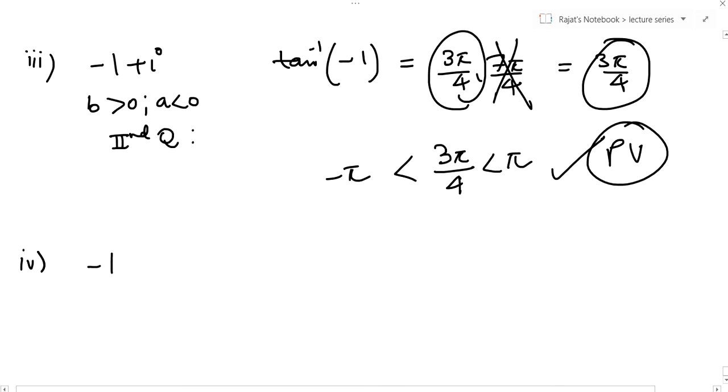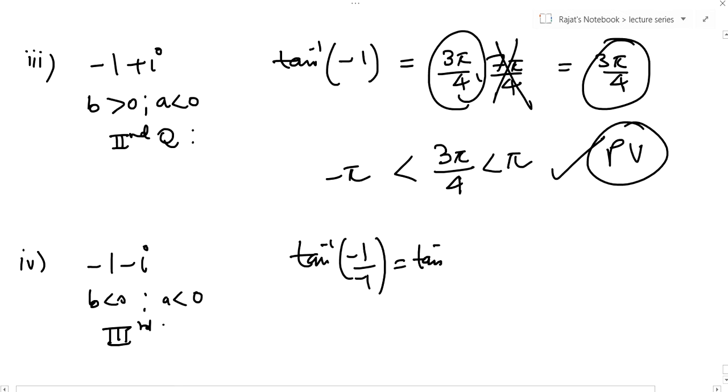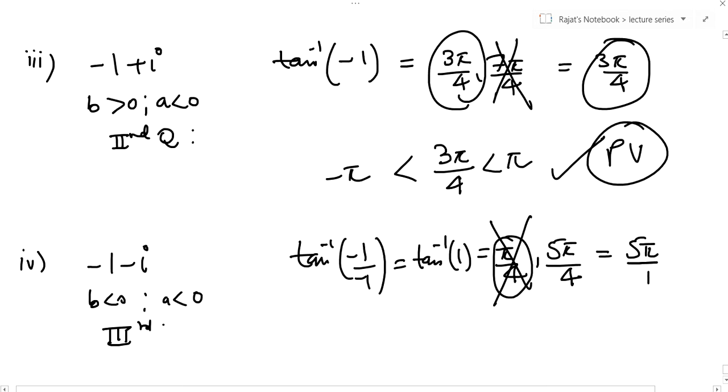Okay. Fourth, minus 1 minus i. b is negative, a is also negative. So this is the third quadrant. Tan inverse of minus 1 upon minus 1. This is tan inverse 1. So either it can be pi by 4 or 5 pi by 4. But this cannot be pi by 4 because that is in the first quadrant and we should get an answer in the third quadrant. So we receive 5 pi by 4. This is the argument. But is this the principal value? No, because 5 pi by 4 is greater than pi.